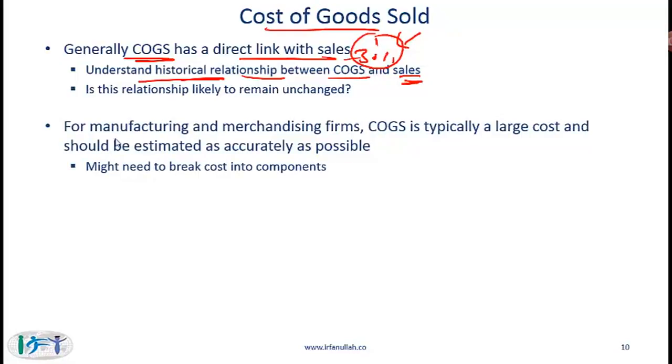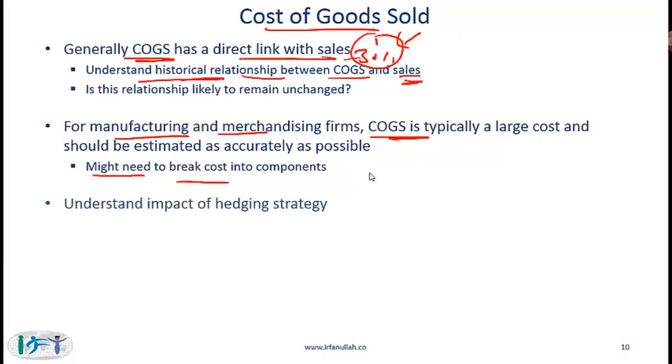As I mentioned, for manufacturing and merchandising firms, COGS is typically a large cost. It is often the largest cost. So you need to be extra careful with the procedure that you use to estimate this. If you have a very small cost, then you don't need to be too concerned about your degree of precision. But if you have a cost that is a significant percentage of overall cost, then you need to be extra careful. And where possible, you might want to break your COGS into separate subcomponents and then forecast each component.